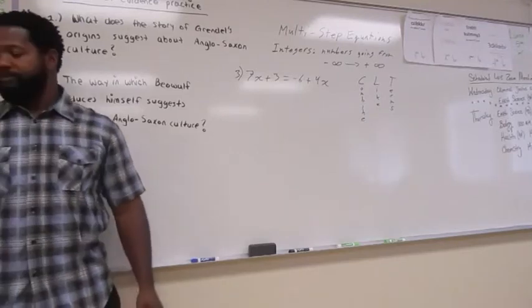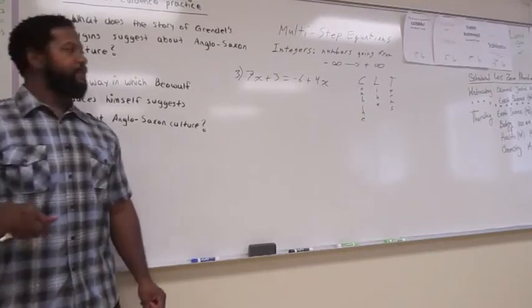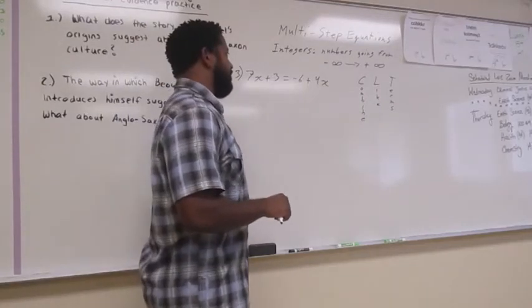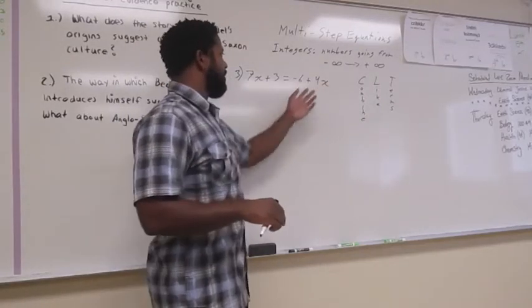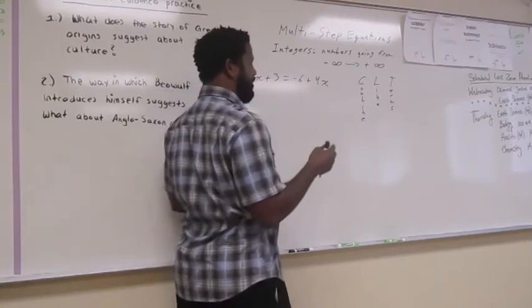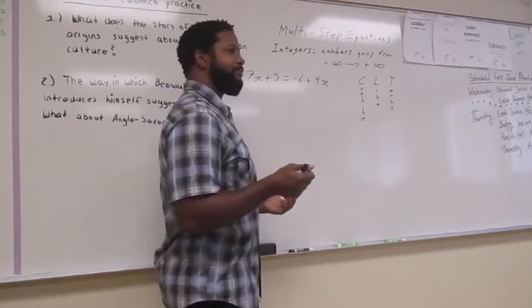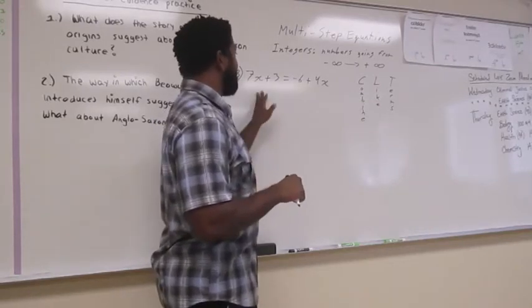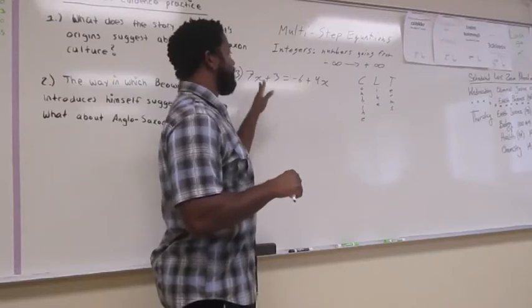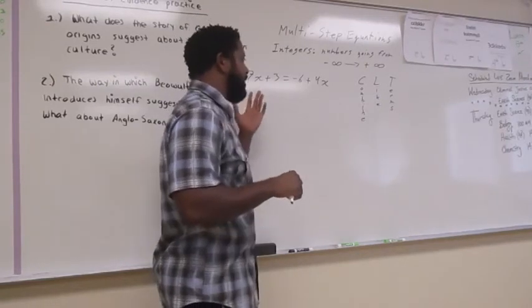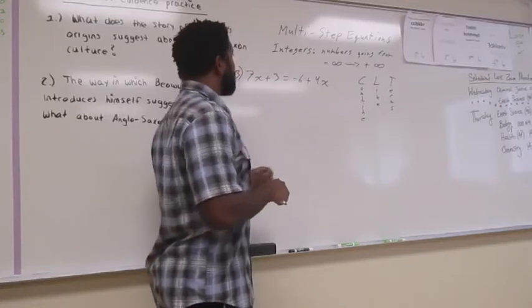All right. So number 3. We have 7k plus 3 equals negative 6k plus 4k. Now, instead of k's, I put x's. Do we combine like terms right here? No, we don't. You do not have 2 of the same term on the same side of the equal sign. We have different terms.